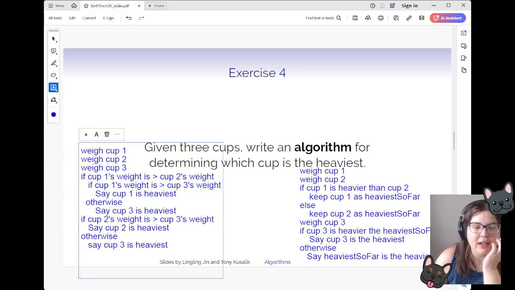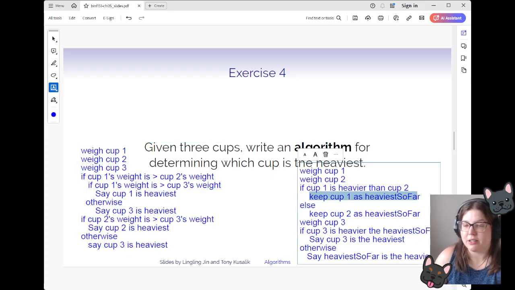And also know that in a couple of these things, we have things like this where we're saying keep 1 as heaviest so far. Think about this. You'll see this coming up in future lectures, as things we call variables. It's just a way for us to store some information with a single name so that we don't have to repeat a whole bunch of instructions over and over again, depending on if we had cup 1 or cup 2 being selected as the heaviest.